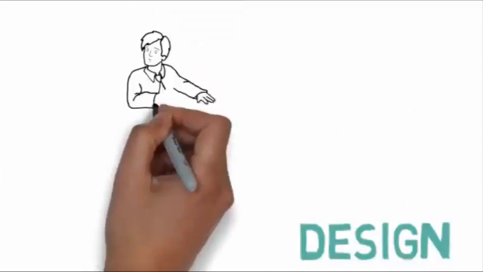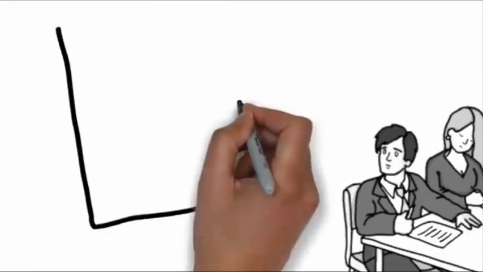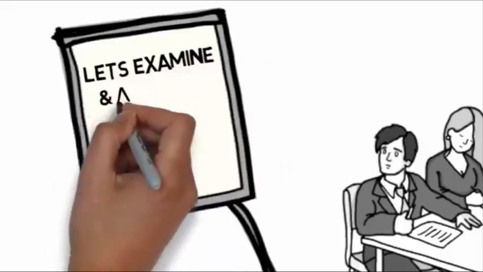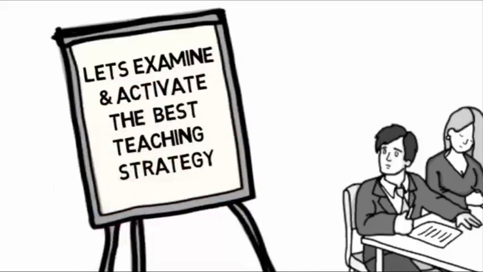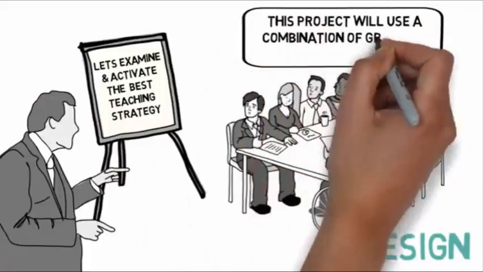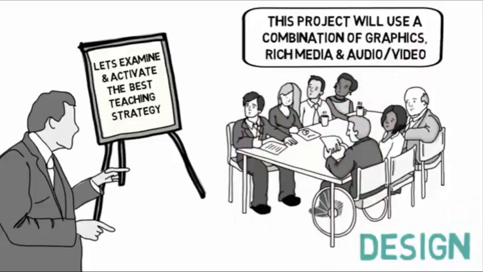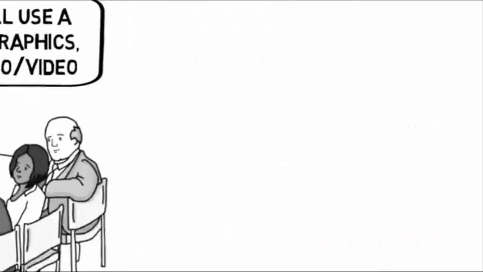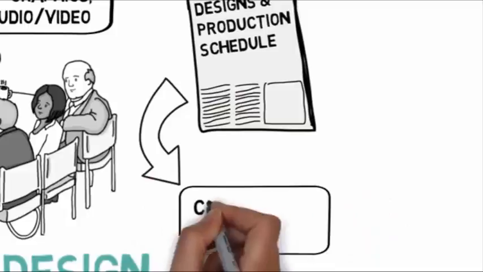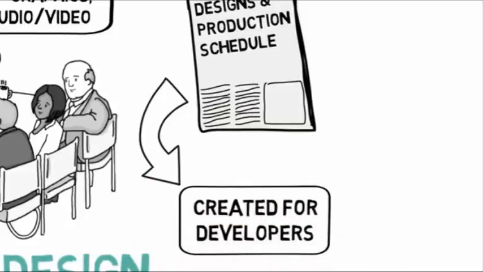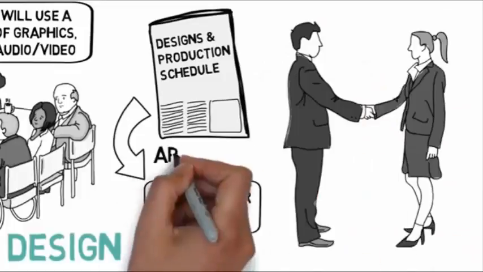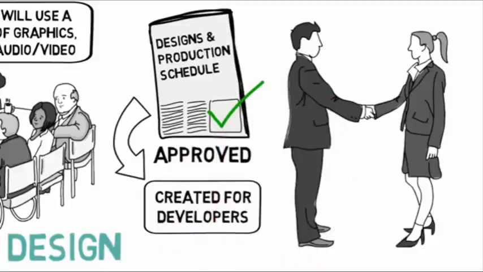In the design phase, instructional designers, the project manager, and the subject matter experts use the information from the analysis team to examine and activate the best teaching strategy. They decide the best media and strategy for this project will use a combination of graphics, rich media, audio-video, and a pamphlet to explain the procedures. A script and production schedule is created and sent to the developers who will begin construction of the training material. The project manager meets with Mr. Harrison to approve the design. The designs are approved and off they go to the developers.